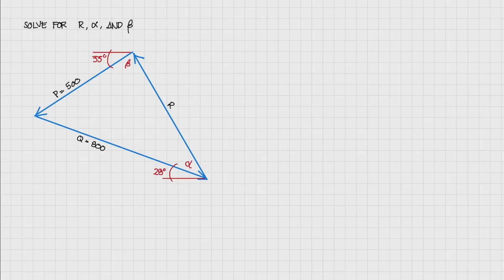Okay, let's apply the principles that we have learned so far. So we are to solve for r, alpha, and beta. We have here force P that is 500. So unitless siya, kasi we're just interested in its trigonometry. So yung P natin is 33 degrees from the horizontal. And then we have Q here that is equal to 800, and it is 28 degrees from the horizontal. So we are to compute for R, alpha, and then beta.